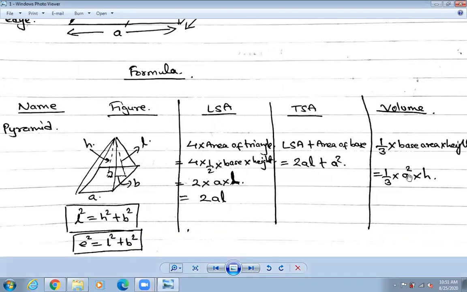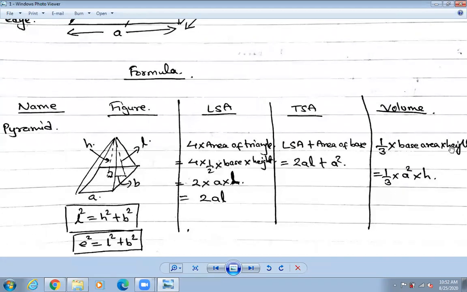So volume means 1/3. For any pointed object, we need to write 1/3. Last time we also wrote it in the cone chapter: 1/3 pi r square h. So 1/3 into base area. Base area here is a square, so base area means area of square. In place of l square, we write a square, into height.